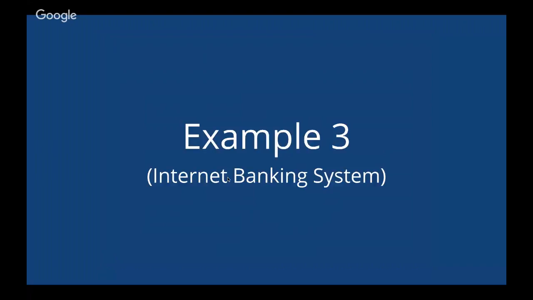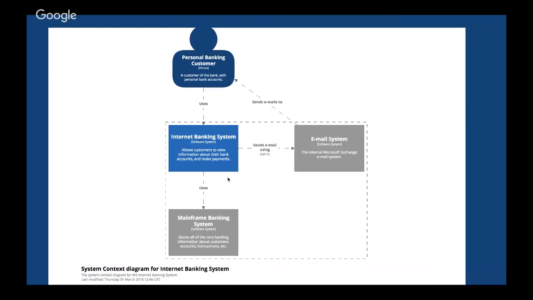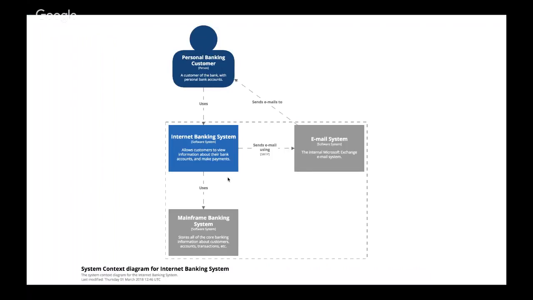So that's example 2. A third example I want to run through quickly is a quick fictional internet banking system. So let's imagine you work for a bank and you are tasked with building an internet banking system. And let's say this is for personal banking customers, and it allows them to look at their bank accounts, make transactions, make payments. So this is an example system context diagram for an example internet banking system.